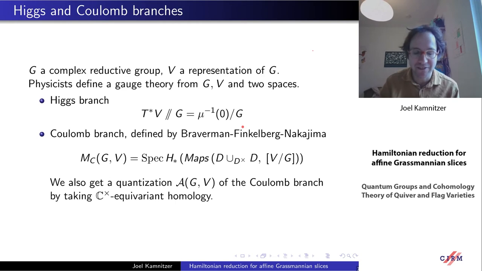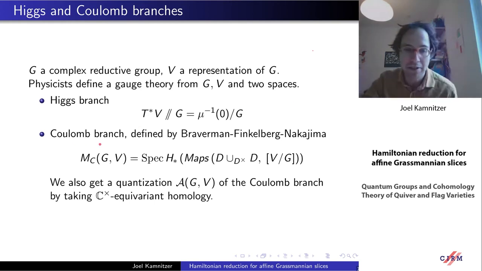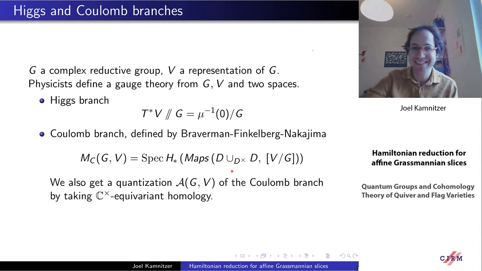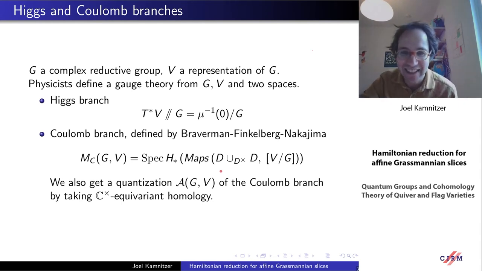Sorry, the cotangent bundle of V by the action of G. And when I say two spaces, I mean for them two hyperkähler spaces, or for us two Poisson varieties. And the second, which is called the Coulomb branch, has a much more complicated mathematical definition. But it was defined about five years ago in the work of Braverman-Finkelberg-Nakajima. The definition is quite complicated, but I've condensed it all to one line at the risk of making it unintelligible, but let me try.